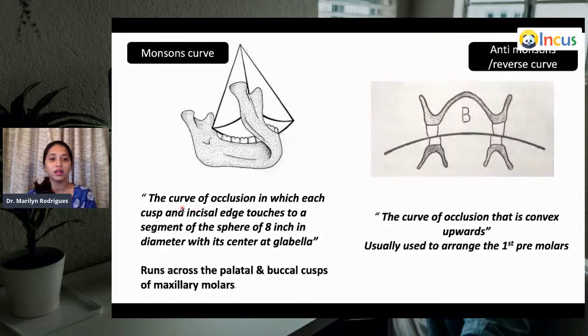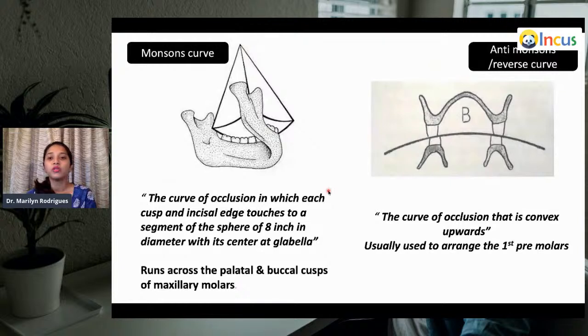The next curve is the curve of Monson, the curve of occlusion, in which each cusp and the incisal edges touch a segment of a sphere of 8 inches in diameter, which has its center at the glabella. It runs across the palatal and the buccal cusps of the maxillary molars. So Monson gave this curve, where he says that each cusp and incisal edge touches a segment of the sphere which has a diameter of 8 inches with the center in the region of the glabella.